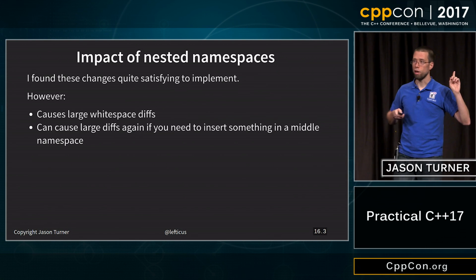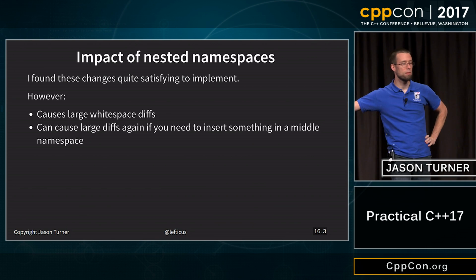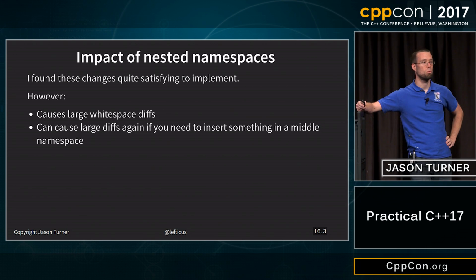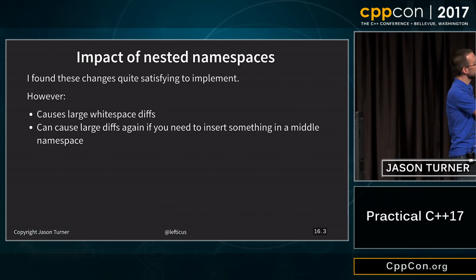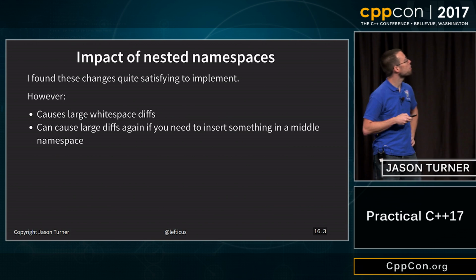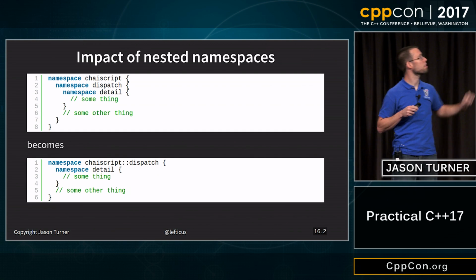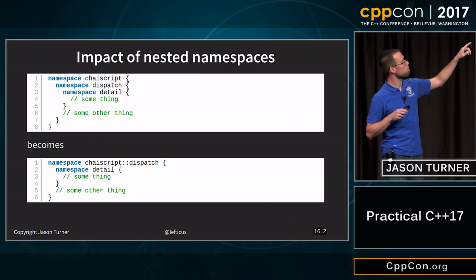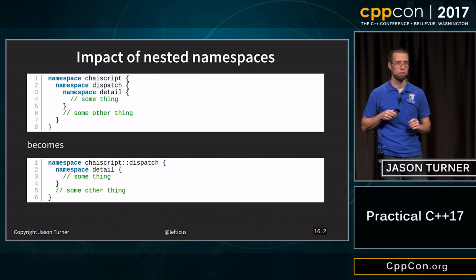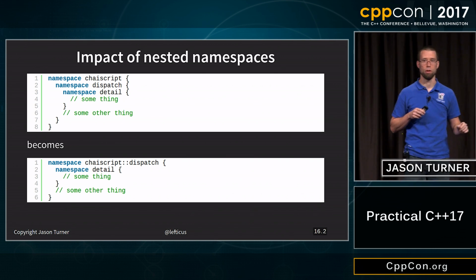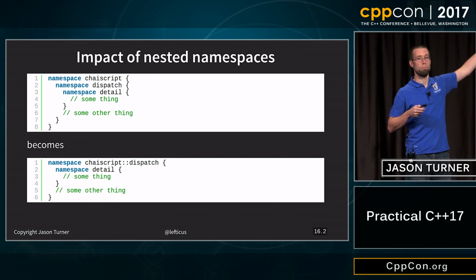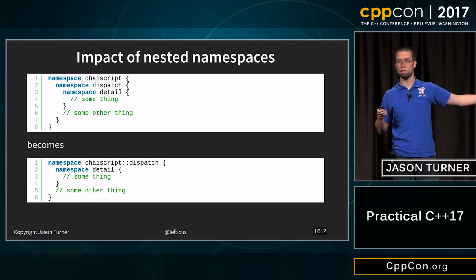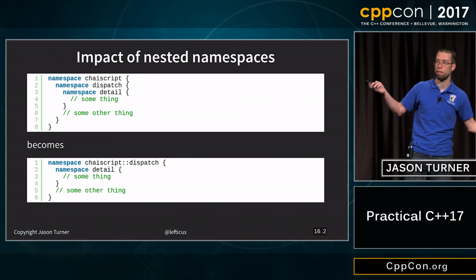However, when I was actually doing this in my code base, I noticed lots of large white space diffs when I would go to make my git commits, which then made me sad. And then again, flipping back here, and the second block, if for some reason I had a need to add something to the CppCon namespace here, now what do? Do I change everything again? Do I add a CppCon namespace above this one that is just for the sake of having a CppCon namespace? I don't know. I haven't gotten there yet. Yes?